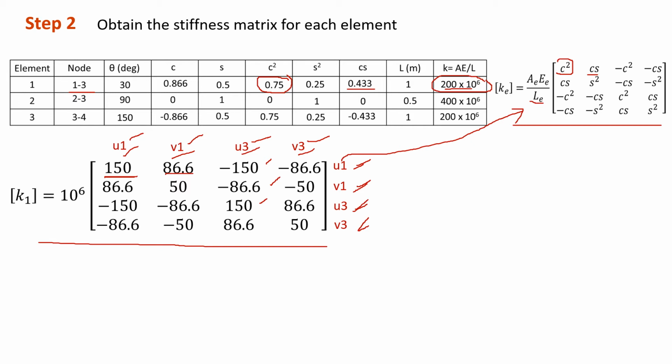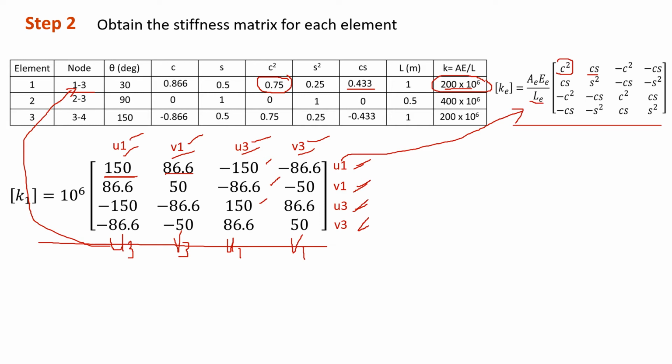If you decide to connect the element from node 3 to node 1, then your column will start with U3, V3, U1 and V1. It depends on how you connect the elements. That's why I encourage you to follow the sequence of numbers so that it's easier for you to insert into the global stiffness matrix later on.